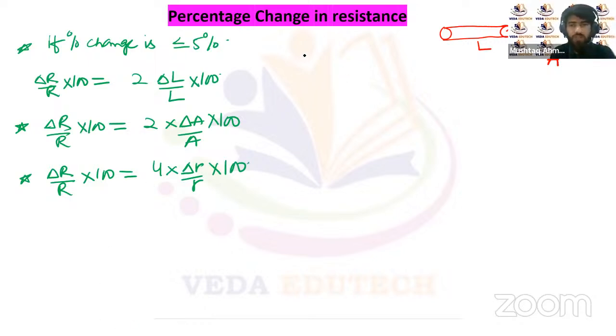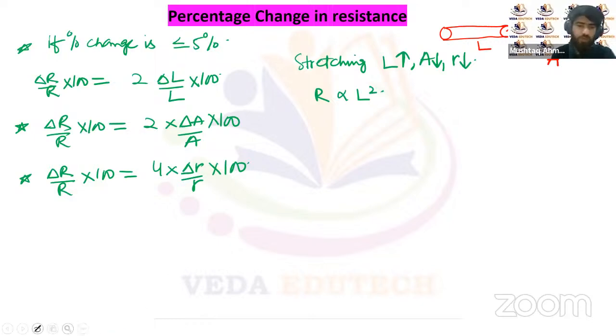Now we know that upon stretching a conductor, the length of the conductor increases, but the area of cross section decreases, and the radius of the conductor also decreases. Now, the resistance of the conductor is proportional to L square upon stretching. So if we double the length of the conductor, the new length is twice the previous length, then the new resistance will be 4 times the old resistance.